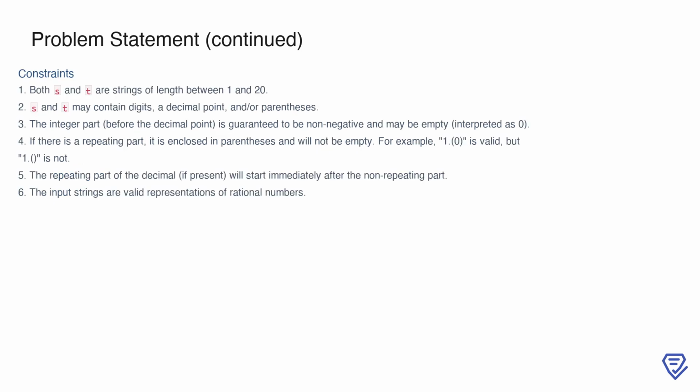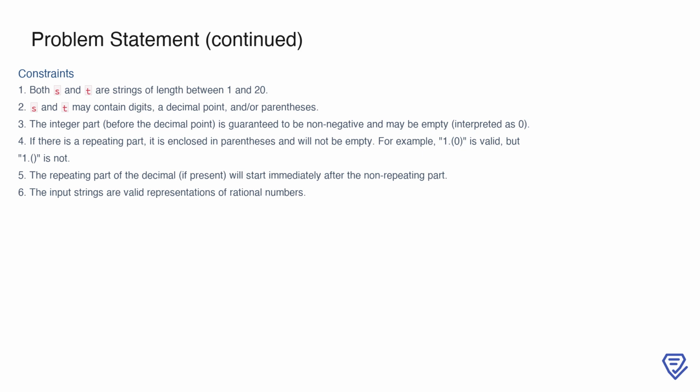Now let's consider the constraints of the problem. Both input strings, s and t, will have a length between 1 and 20. These strings may include digits, a decimal point, and parentheses. The integer part of the number, which is the portion before the decimal point, is guaranteed to be non-negative. It can also be empty, which should be interpreted as 0.